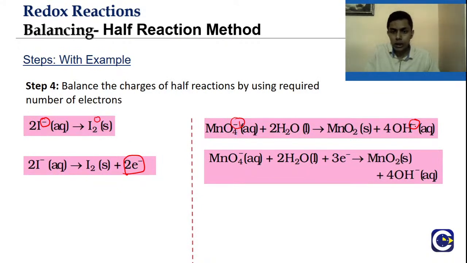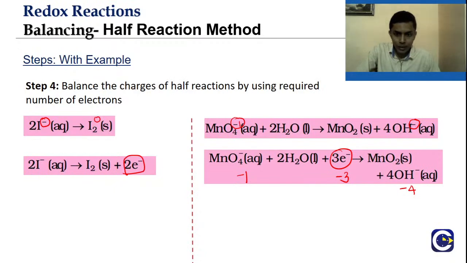Here -4 charge is there. So by adding 3 electrons, I get another -3. So -1, -3, and -4. So -1 -3 is -4. LHS equal to RHS, so both are balanced. By that what I mean is both are balanced.